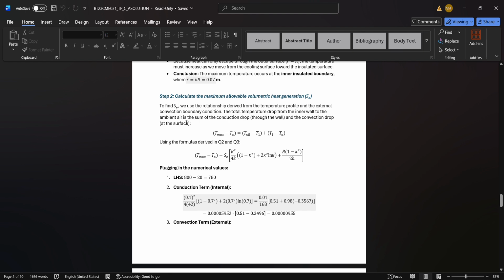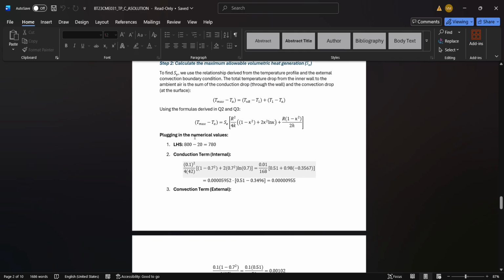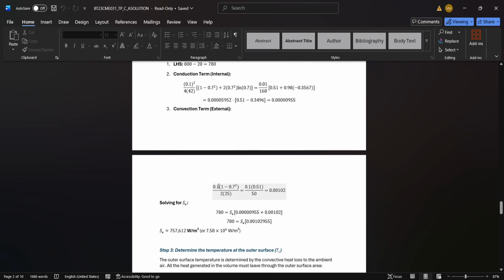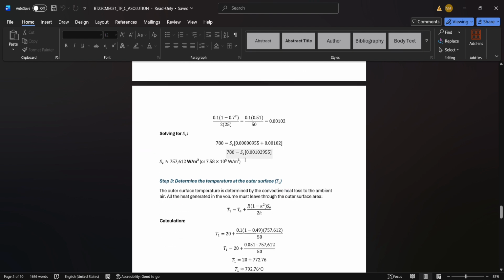Then we need to calculate the maximum allowable volumetric heat generation S_E. To find S_E, we need to calculate the temperature drop, and the temperature drop will be given by this equation. Using the formula derived in question 2 and question 3, we can arrive at this equation. Now putting in all values, we got LHS equal to 80 minus 20, then the conduction term equal to this, and the external convective term, we got this. Solving for S_E, putting all values into the equation, we have only S_E unknown, so we can get S_E.